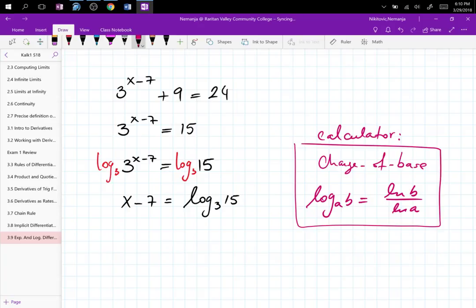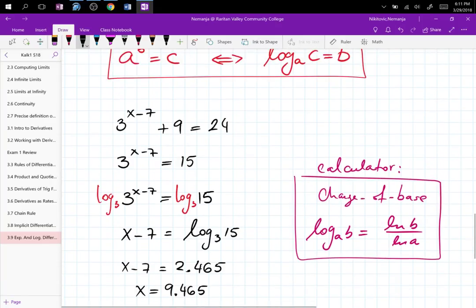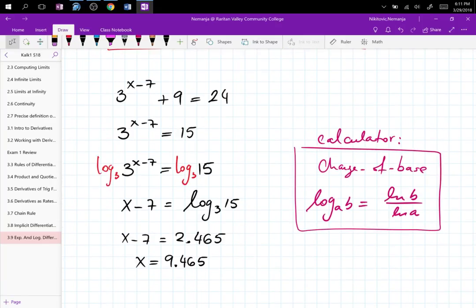I'm going to type in ln 15 close parenthesis divided by ln 3 close parenthesis and get x minus 7 is equal to 2.465, rounded. Then I will add 7 to both sides to get 9.465, and that's the answer to the question, right? I had the exponential equation and I have the answer.